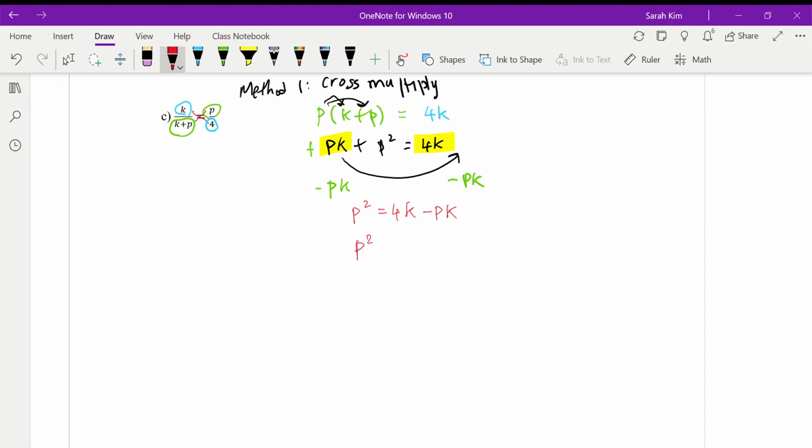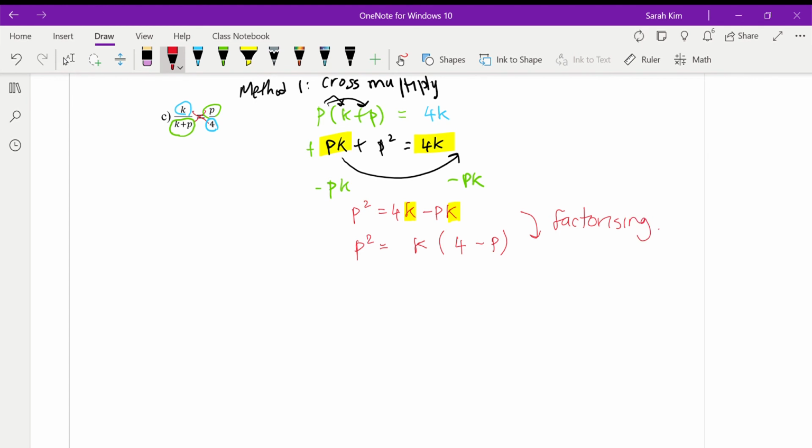So my p squared is going to be, so I can bring the k out because they're both common in these terms. Here we go. You figure out what goes in these brackets. So 4 times k is 4k, and then minus p, because k times minus p is going to give me negative pk. So this is also called factorizing. So if you don't really understand how to do that, you could maybe Google some YouTube videos and watch a little bit more about it.